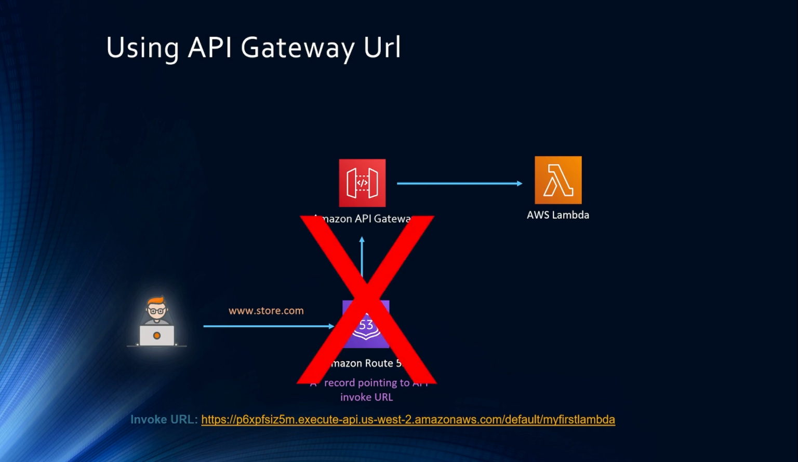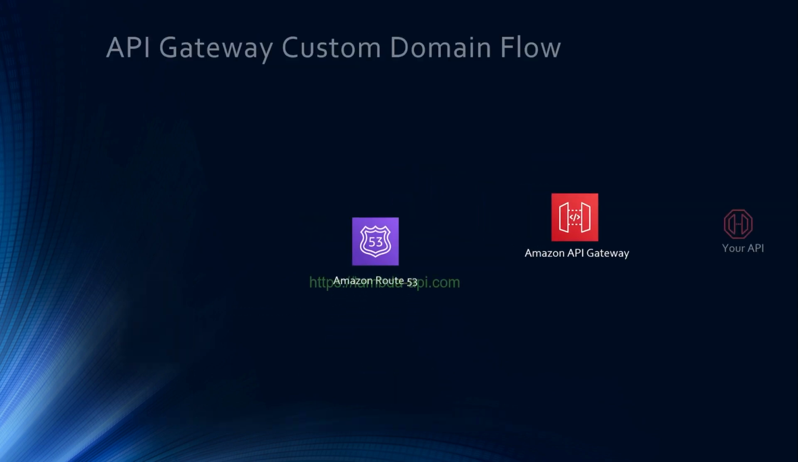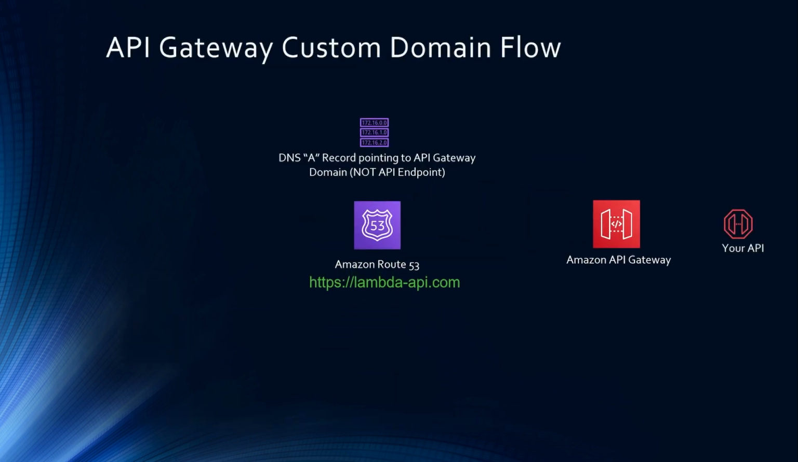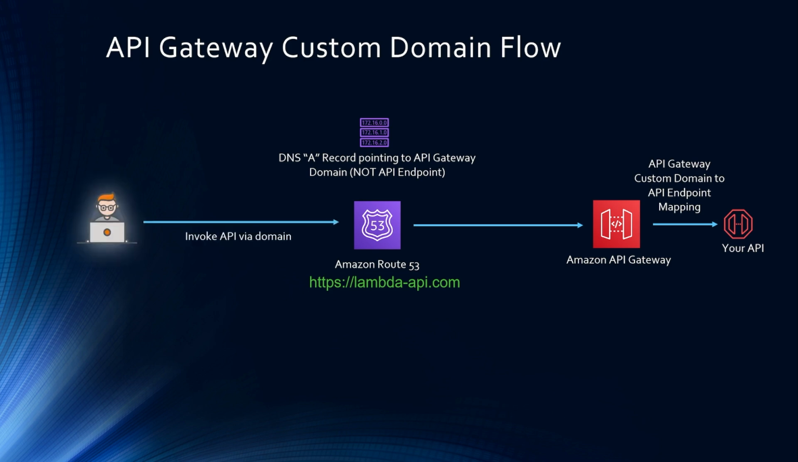This is the part I want you guys and girls to know. With API Gateway, you use the custom domain flow, where the DNS A record will be pointing to the API Gateway domain. So the Amazon API Gateway service itself, running in that account and region, is what you point to, not your API endpoint. Once the traffic for that specific URL gets forwarded to Amazon API Gateway, using API endpoint mapping for the custom domain, you forward the traffic to your specific API. And then your user can invoke the API via the actual domain.